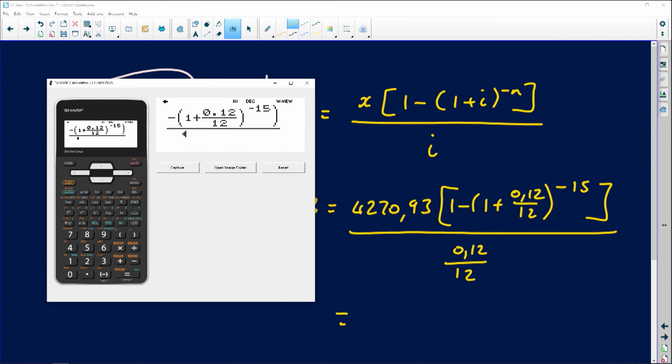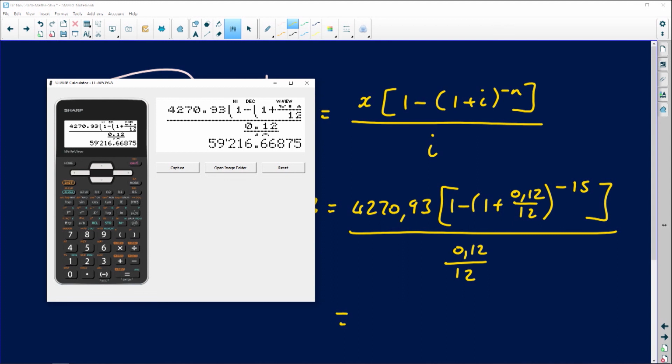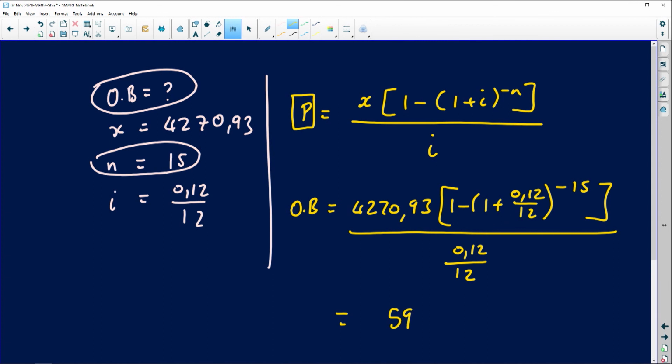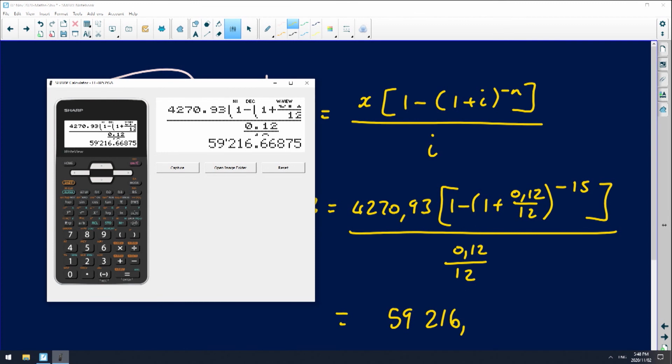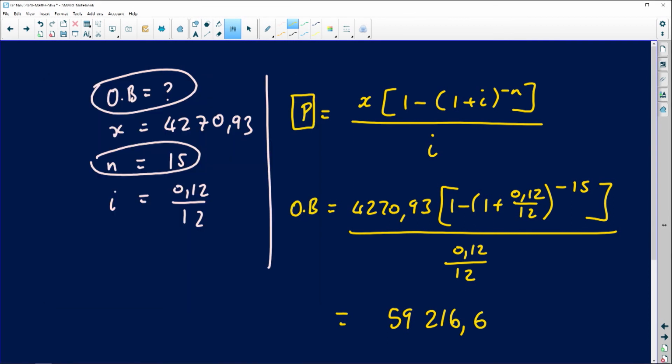Close the brackets, you go to the denominator, you've got 0.12, and then all this has to be divided by 12 because it is compounded monthly, right? Just make sure that you're not making mistakes there. 1 minus 1 plus the interest to the power negative 15, close the brackets. If you press your calculator, this guy needs to come with 59,000 rands, 59,216 point something. What is something? 59,216.67, if I'm rounding off my answer to 2 decimal places.